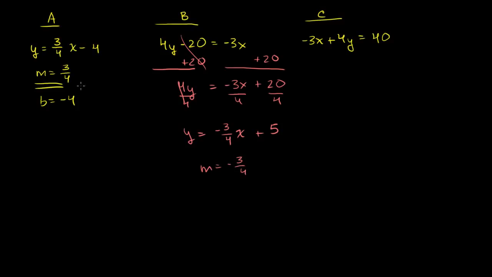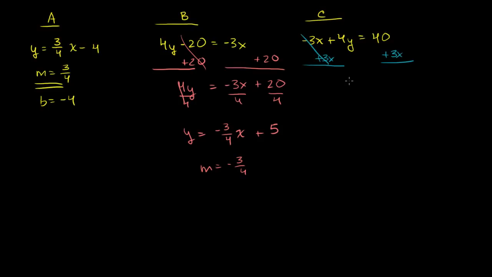So it's different than this one. This is negative 3/4. This is positive 3/4. So these two definitely aren't parallel. Let's move on to line C, written in standard form. Let's get the x term on the other side. So let's add 3x to both sides of this equation.